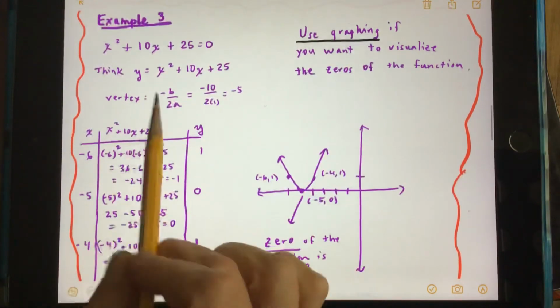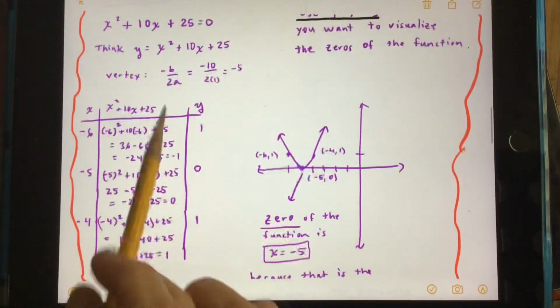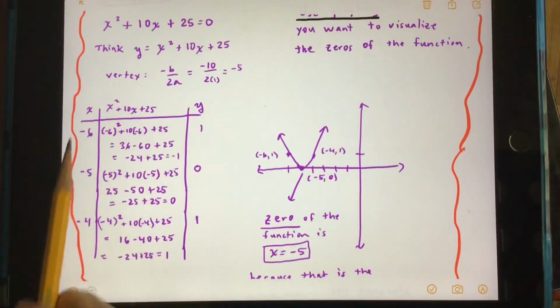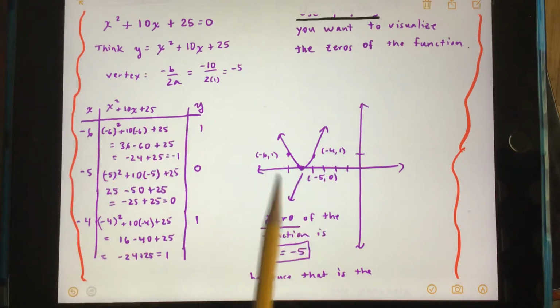So here I am figuring out my vertex using my -b/2a. There's lots of ways to graph our quadratic equations here, and I chose using -b/2a to find the vertex because it looked easy. And so here's my table of values based on my vertex being -5. I'm picking my x values above and below that, finding the corresponding y values, plotting those 3 points, and noticing when does this parabola touch or cross over the x-axis. Well, in this case, it only touches it once, so there's only one solution.